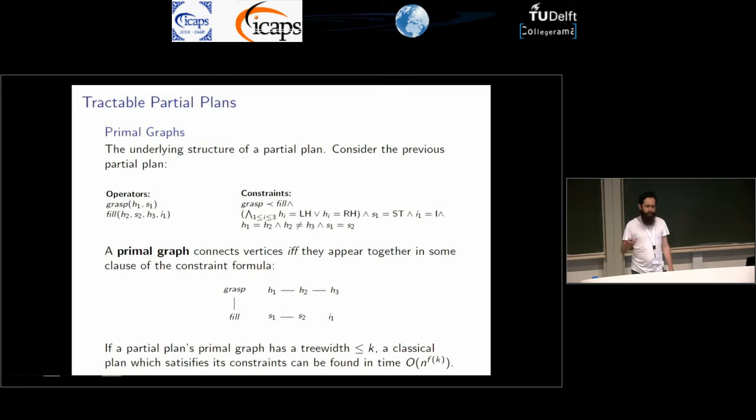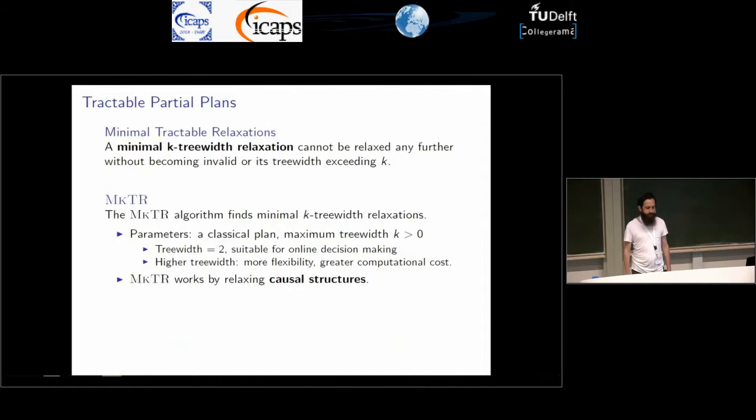instantiated in linear time. So the overall point is that a partial plan's primal graph, if it has a tree width of k, you can instantiate it in time exponential in k. There's proofs of that in the paper. Obviously, I won't go into it here.